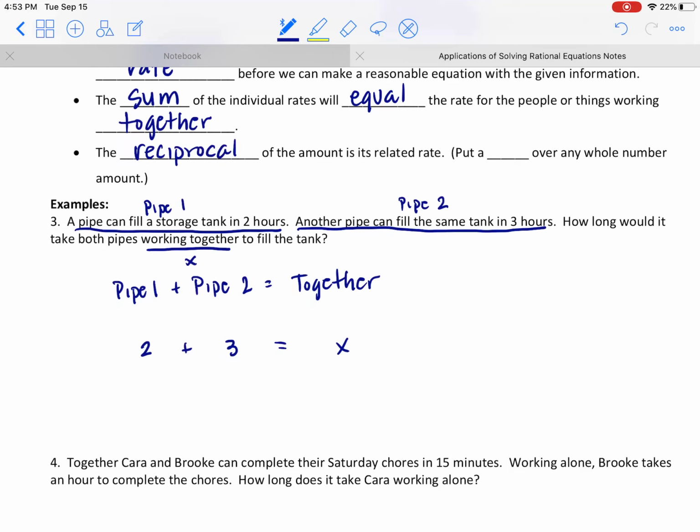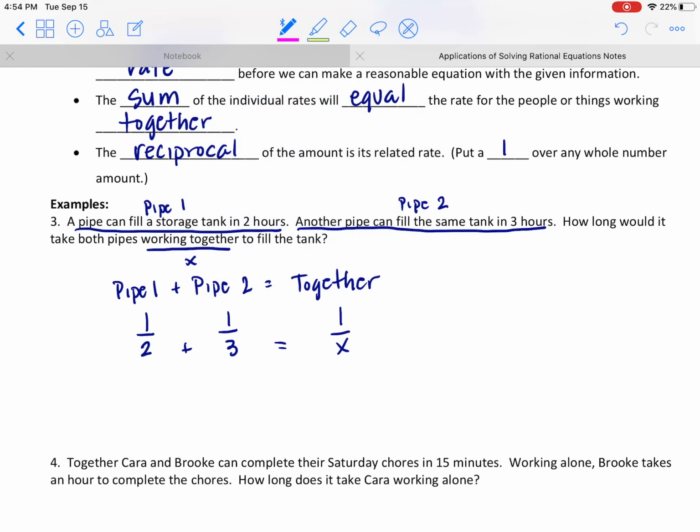of the amount is the related rate. So the reciprocal of 2 is 1 over 2, reciprocal of 3 is 1 over 3, and the reciprocal of x is 1 over x. So if you have a whole number amount, you can just put a 1 over it. That's the reciprocal since there's a 1 under that whole number amount. So that is our equation. Those are the rates, and their combined rates will equal their combined rate. Okay? So now we have our equation.